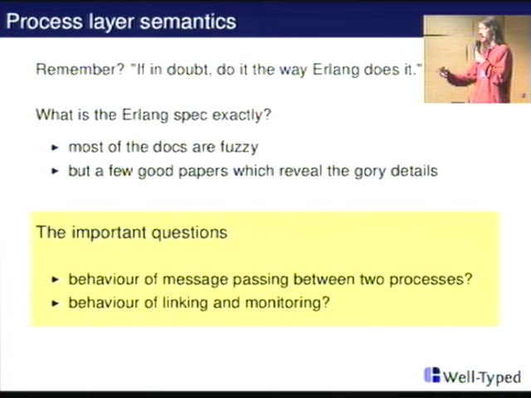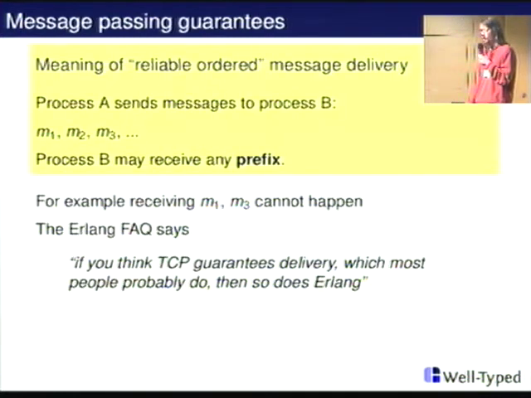So, the important questions you want to ask are, well, what is the behavior of message passing? So you've got two processes, and you're sending sequences of messages. Is there any kind of guarantee of reliability or ordering? And what does linking and monitoring do? And how does linking and monitoring relate to sending messages? So, what does reliable and ordered mean?